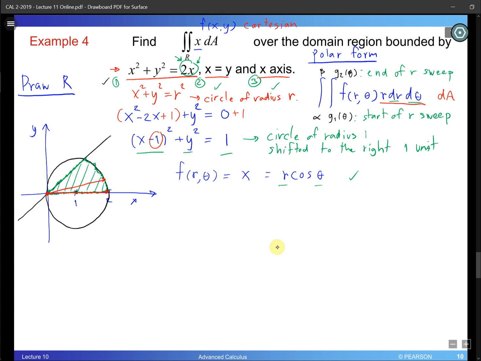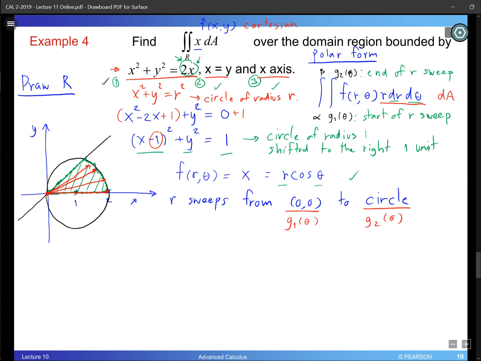Origin to the circle, all the way through. So let's put this into words. So radius r sweeps from the origin (0, 0) to the circle. Alright, now we know the starting point and the end point here. So here, this is going to represent g1 theta. The circle here represents g2 theta.